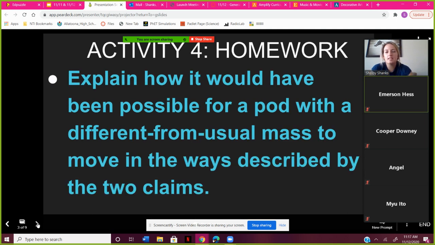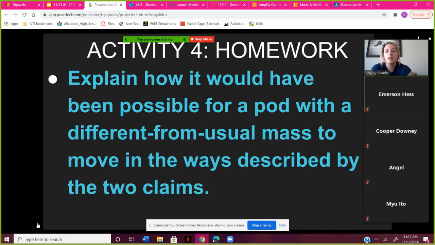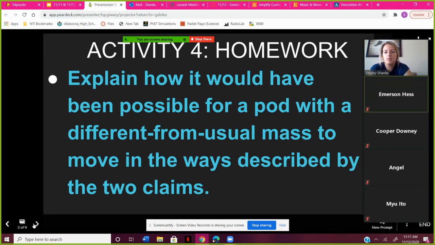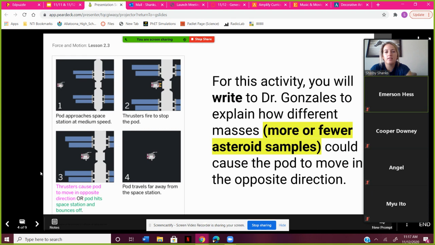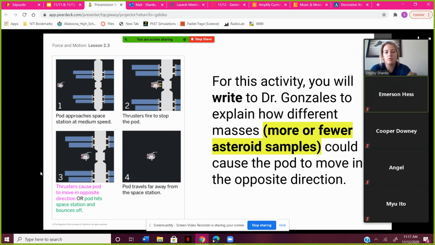All right, so the activity that we did not get to on Tuesday was our homework from 2.3. In our homework, we're going to explain how it would have been possible for a pod with a different from usual mass to move in the same ways described by the two claims. So for this activity, you will write to Dr. Gonzalez to explain how different masses could cause the pod to move in the opposite direction. We know that the bigger the mass, the more asteroid samples this pod has collected, and the smaller the mass, the fewer asteroid samples this pod has collected.